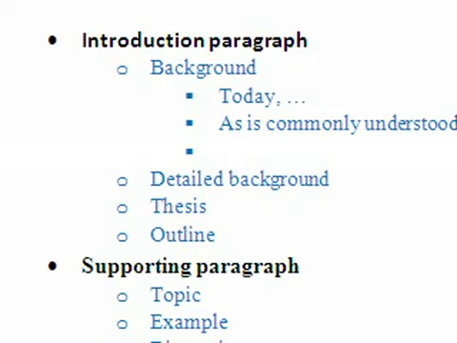Another you might want to start with is, it is common today. It is common today, and then just go from there. So these are three different ways you can start your background sentence.